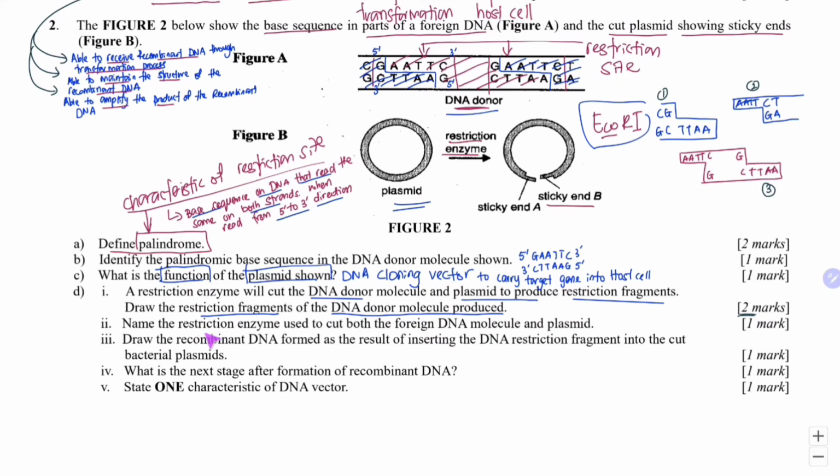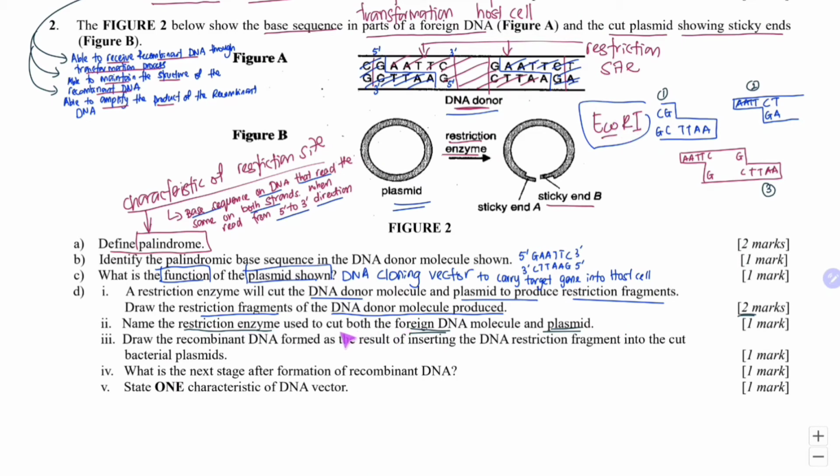So next, name the restriction enzyme used to cut both the foreign DNA and the plasmid. So kita akan guna enzim yang sama untuk cut foreign DNA dan juga cut the plasmid. So enzim itu mestilah EcoR1. Sebab kita tahu based on the restriction site iaitu GAATTC, mesti enzim ini yang akan cut GAATTC. So jawapan for this question mestilah EcoR1. Ingat, mesti cara penulisan tu kenalah betul, kalau tak dapat markah.